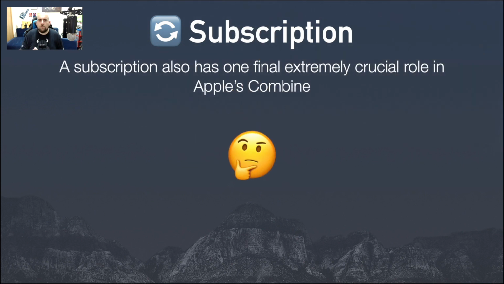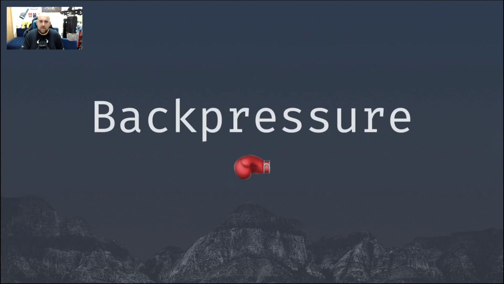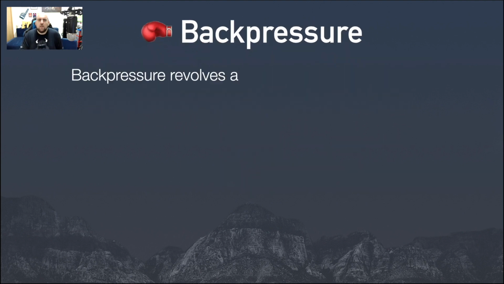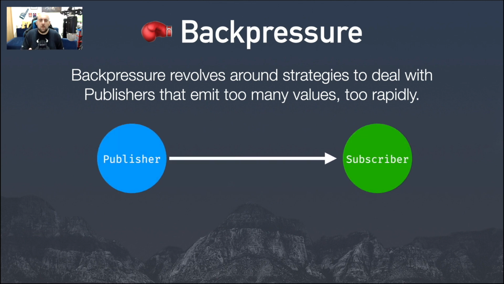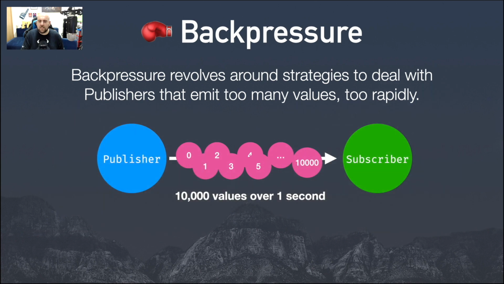There's also one more really crucial role for a subscription, specifically in Combine, that we don't have in other reactive frameworks on the Apple ecosystem specifically, and that's called back pressure. This is a really fancy term that I'm going to try and simplify for you. The gist is that it revolves around different strategies, different ways to deal with publishers that emit too many values too rapidly for us to consume. For example, if I have a publisher that has 10,000 values over a single second, me as a subscriber might be very overwhelmed and have no idea what to do with so many values.